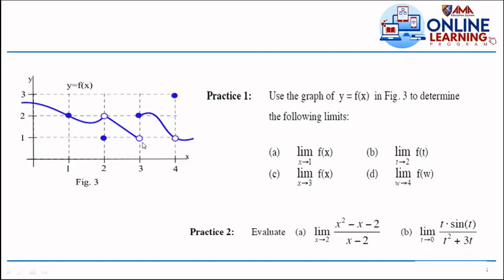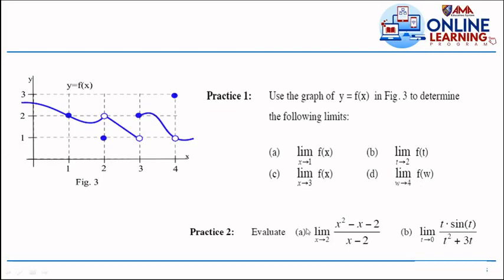Yun po yung sagot. And then, limit of the function of w as w approaches 4. Ito yung 4 natin. Project it upward, project it to the left. So the answer is 1. So yun po yung sagot natin. So we have 2, 2, does not exist, and 1.